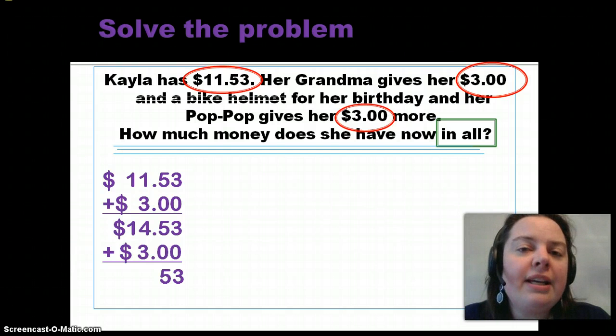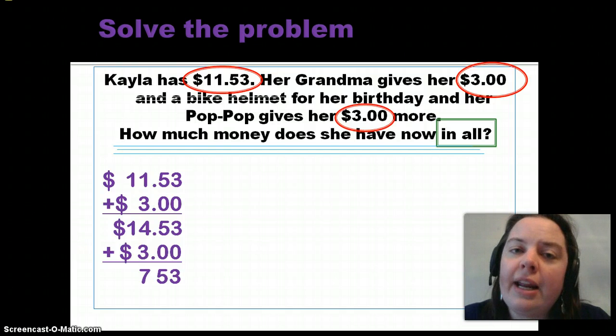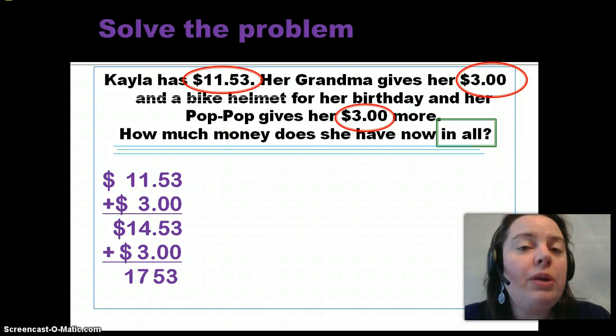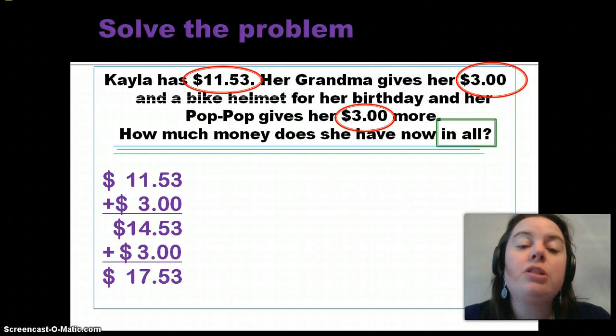4 plus 3 is 7. Good job. And then 1 and, oh, there's not a number there, so we treat that as a 0. 1 plus 0 is, good, 1. And because we're dealing with money, we need our dollar sign and decimal point. Good job, guys. So we have our dollar sign and our decimal point. So our answer is Kayla has $17.53 in all.